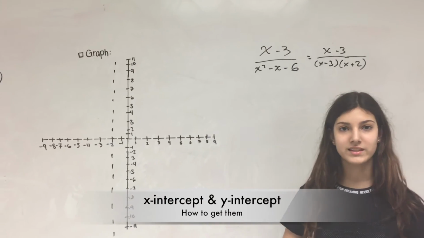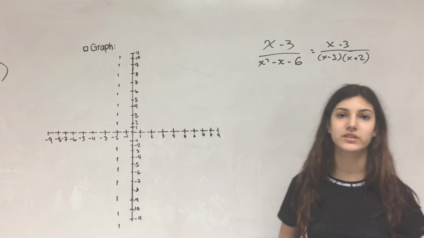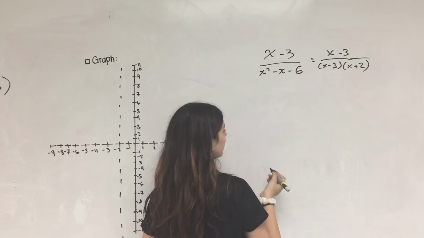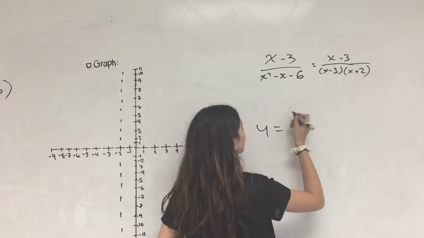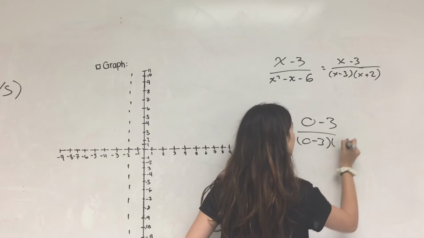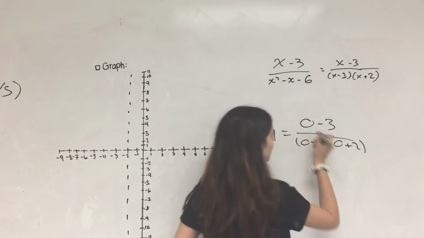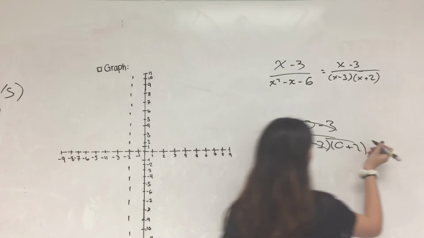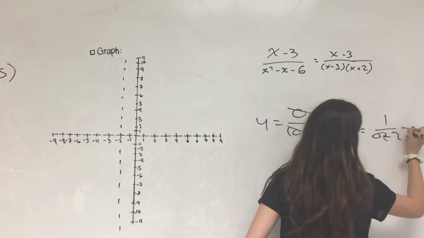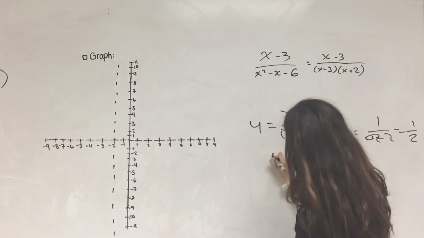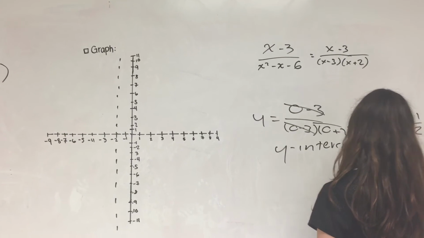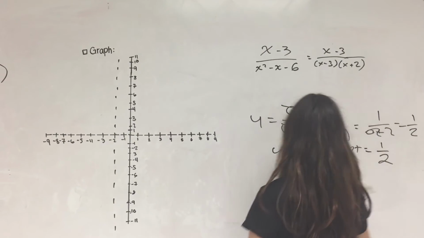Now that we have both of the asymptotes, we're going to get the y and the x-intercept. To get the y-intercept, you have to substitute all the x's in the function with a 0. So this would make it 0 minus 3 over 0 minus 3 times 0 plus 2. Both of these will cancel out, and then you will get 1 over 0 plus 2. And if you work this out, it's 1/2. So the y-intercept would be equal to 1/2.